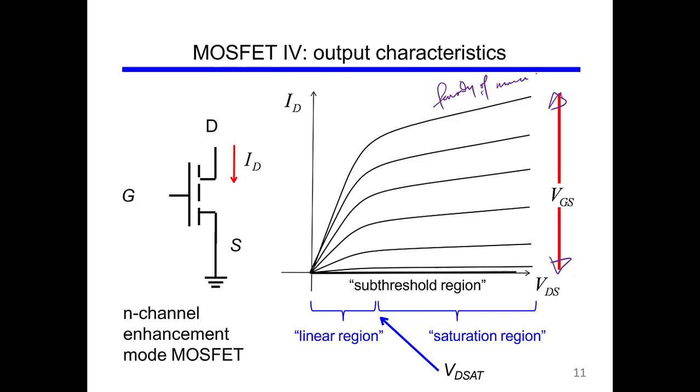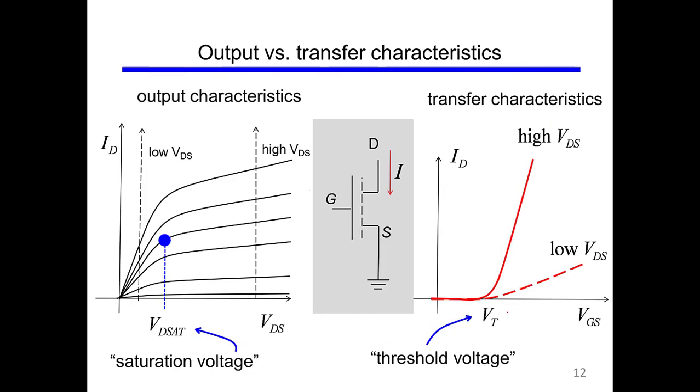Here one thing is important, that is this voltage, which is called VD set. VD set is the voltage below which is the linear region and above which is your saturation region. So this is the saturation region and this is our linear region. VD set is the saturation voltage, and you see here is a subthreshold region where ID is almost 0. So that is the subthreshold or cutoff region.